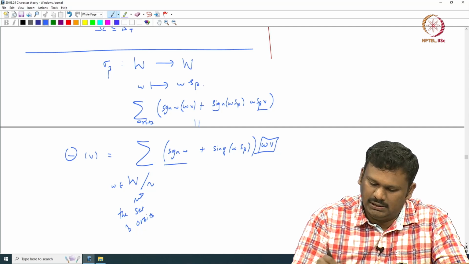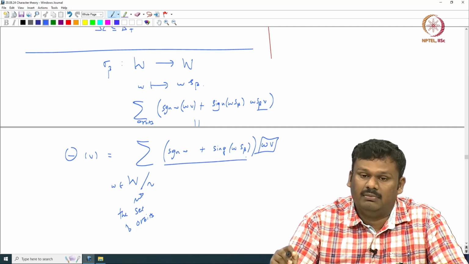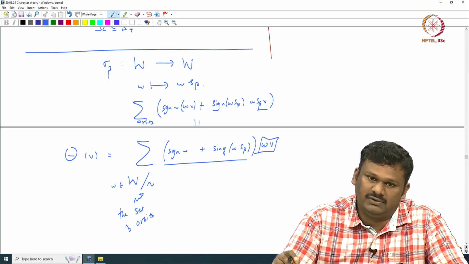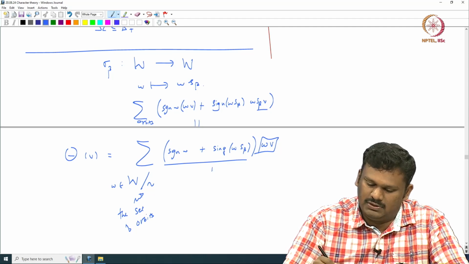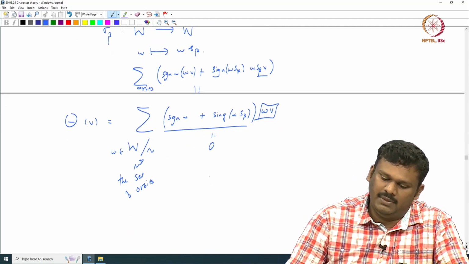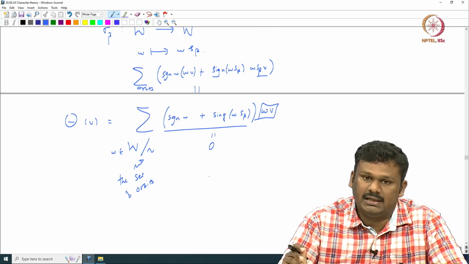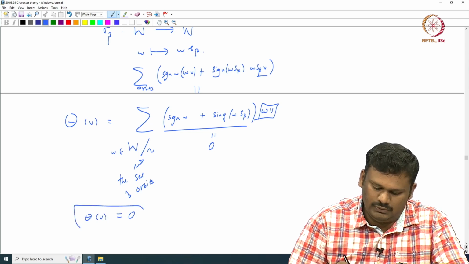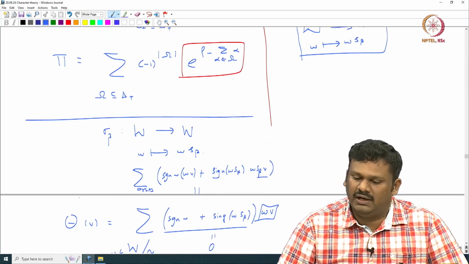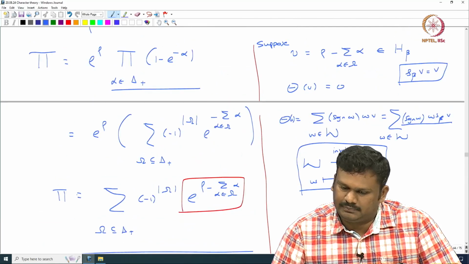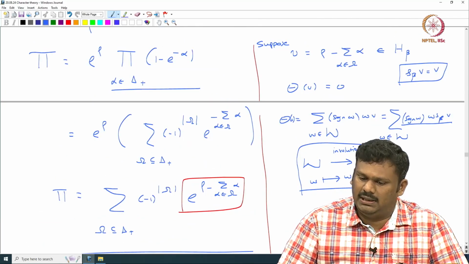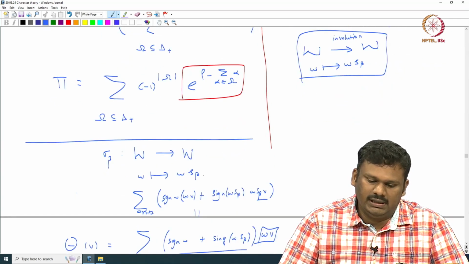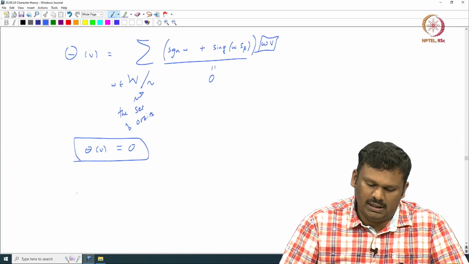But note that this sin w is the same as minus sin of w s beta, which is minus of sin w. So, this becomes 0. So, basically by pairing these two things, they cancel each other. So, you get 0. So, theta of v becomes 0 whenever this v lies in h beta. So, in particular if I apply theta of pi, then you can see that whatever the unwanted elements, they all get 0.